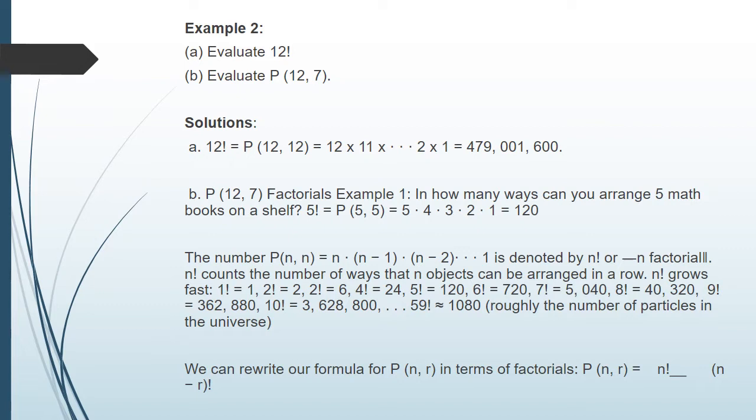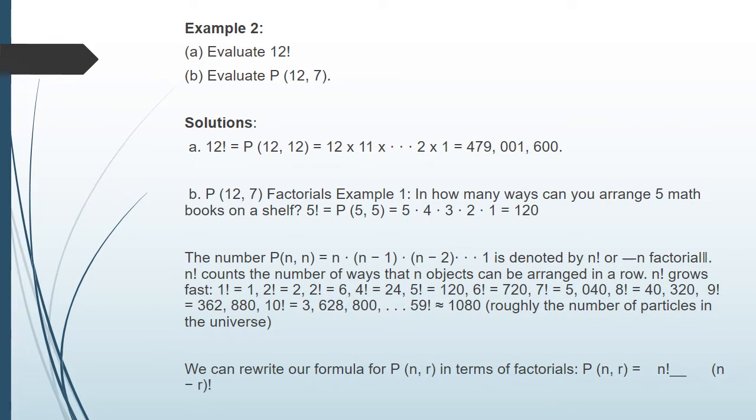Example 1. In how many ways can you arrange 5 math books on a shelf? 5 factorial is equal to P(5, 5), which is 5 times 4 times 3 times 2 times 1, which is equal to 120. The number P(n, n) is equal to n times (n minus 1) times (n minus 2) and so on, and is denoted by n factorial. It counts the number of ways that n objects can be arranged in a row.